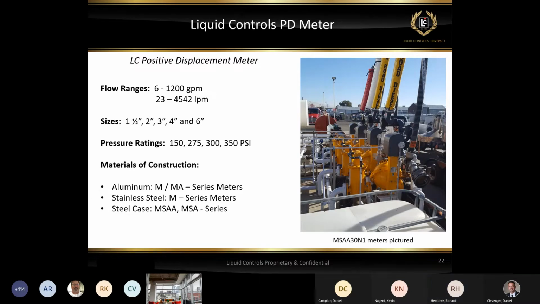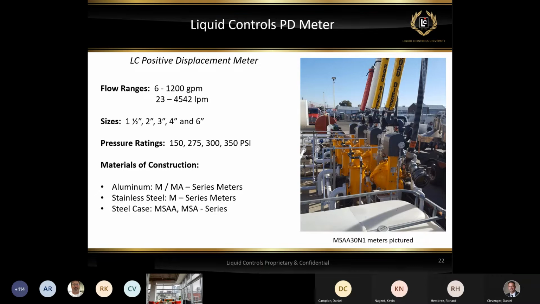They can start at 150 PSI, which is the most common, and we can go all the way up to 350 PSI, which, as an example, would be for LPG. Materials of construction: the most popular size meter we have for construction is the aluminum, the M and MA series. We have stainless steel, which we're going to talk about a little more in the M series. And then the steel case, it's the MSA and the MSAA series.